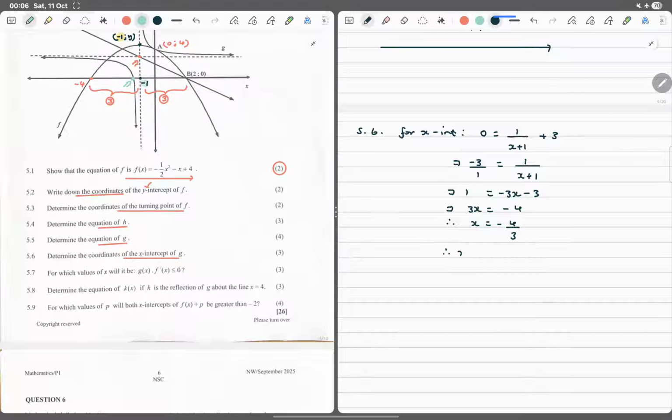But remember, the question was the x-intercept. So this is (minus 4 over 3, 0). Always present the answer in the required manner. How many marks was this? 3. That situation over there is good.